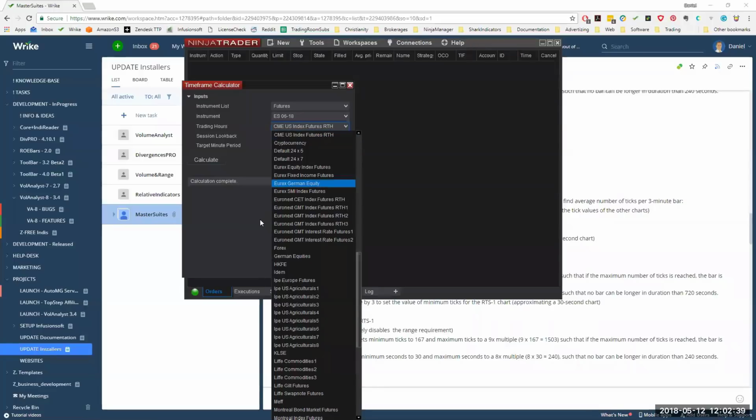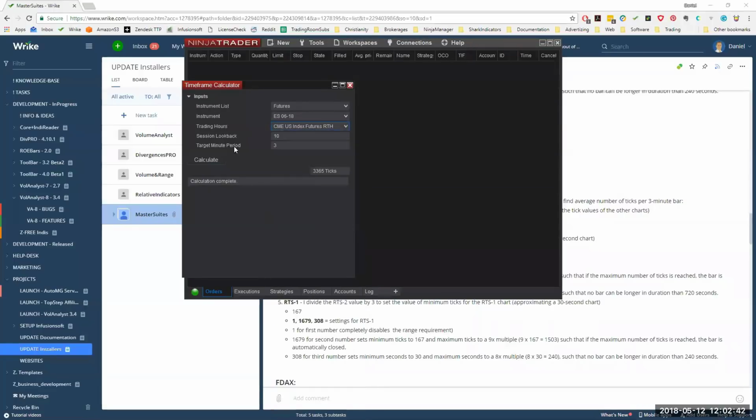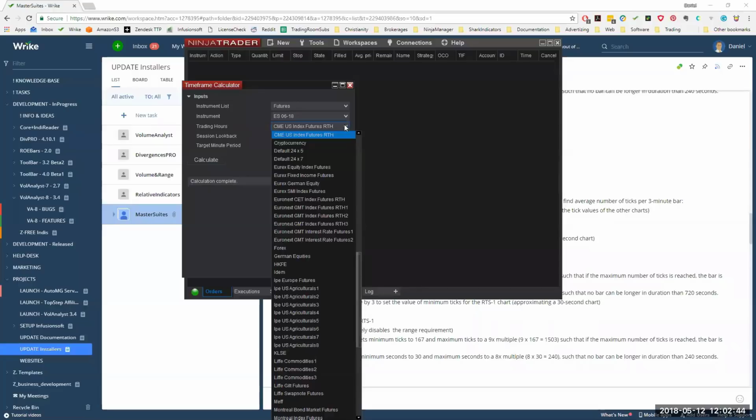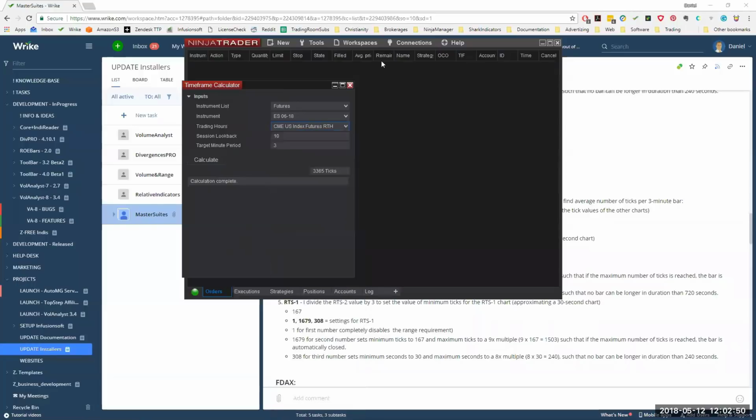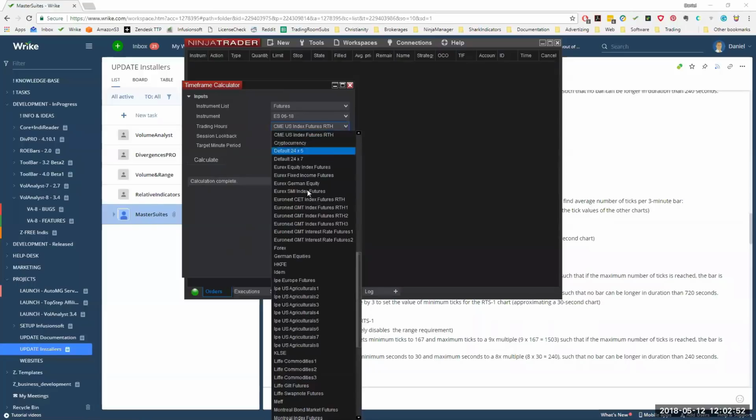In the final version of this, I'll probably have it to where it automatically populates the RTH session, at least for the main futures markets, and then you can just change it to ETH if you want to. RTH is regular trading hours, ETH is extended trading hours, or electronic trading hours.